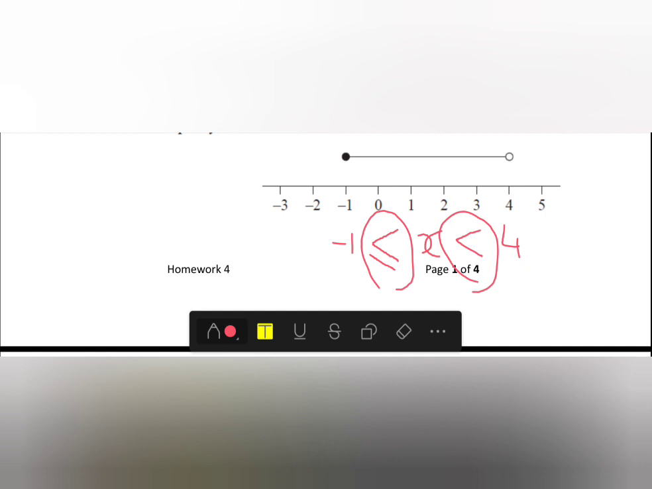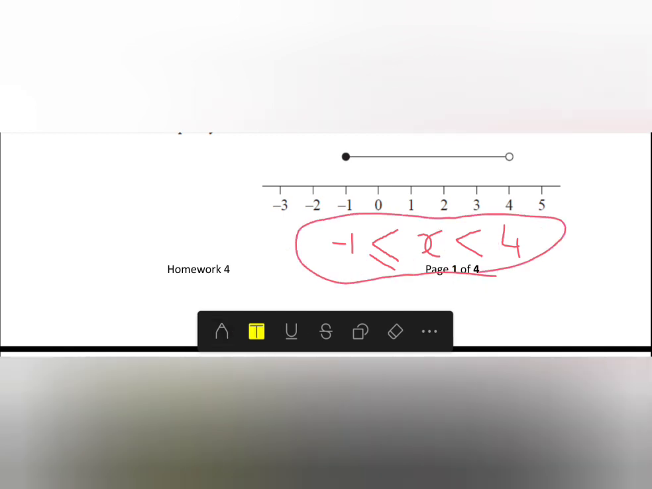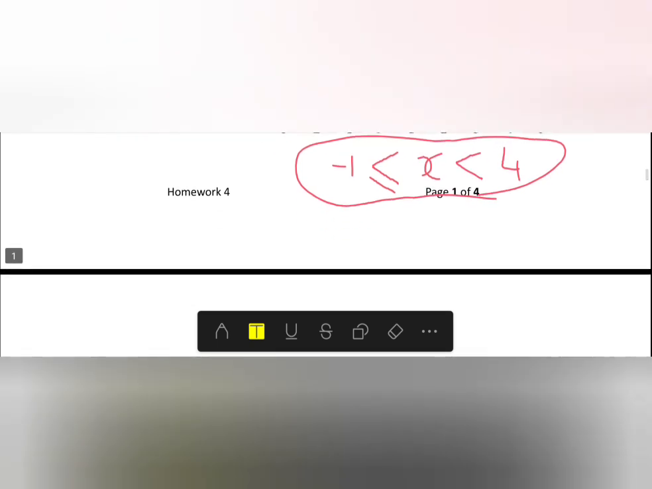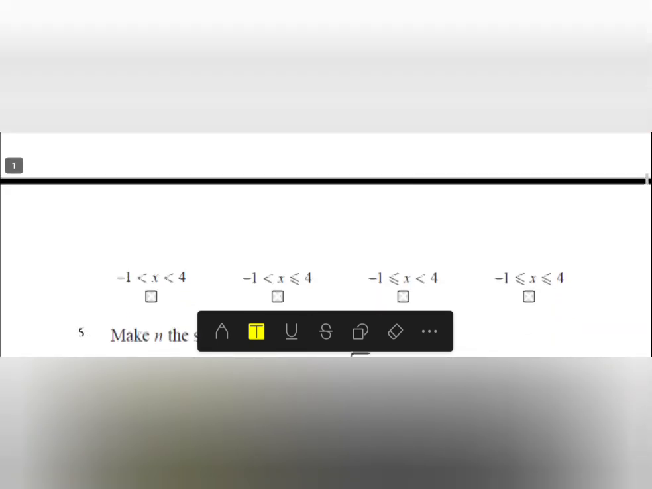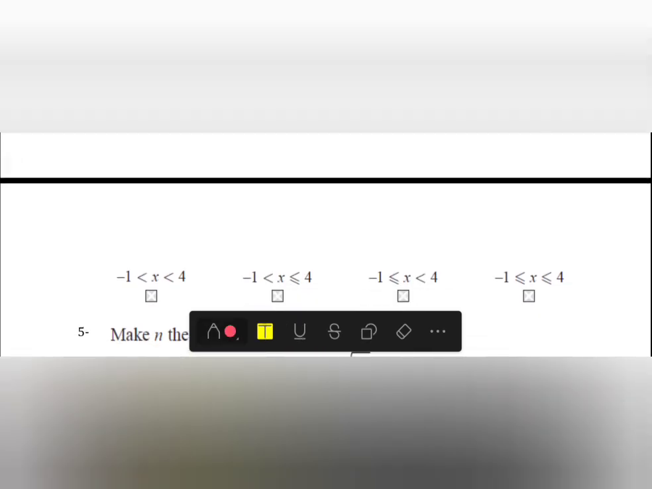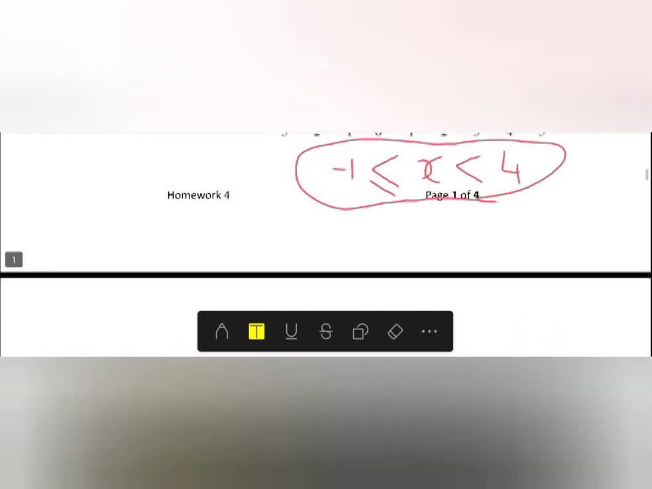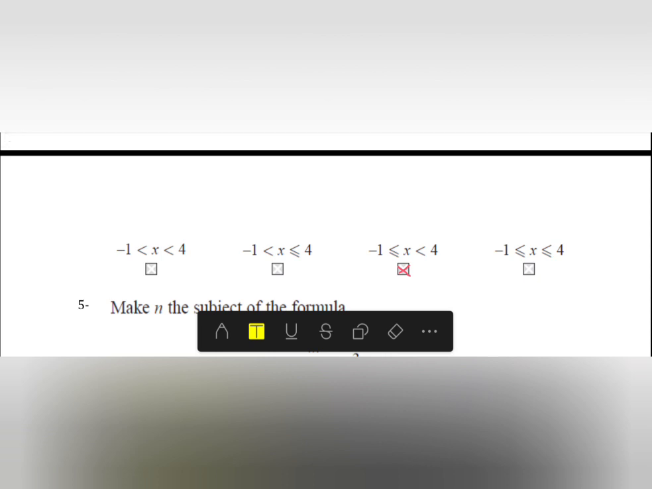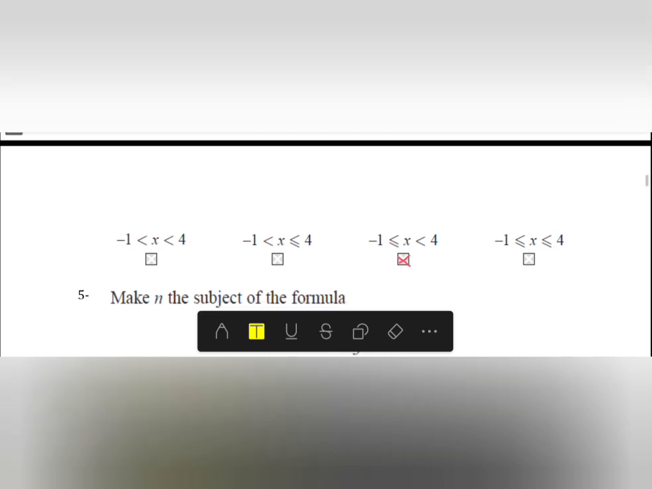Now, as we said, this is the answer of this inequality. Now, I just find it in the answers below and check it. So the answer will be what? Very good. It's this one. x is bigger than or equal to -1, and it's smaller than 4. Very good. Now let's move on to the next question.